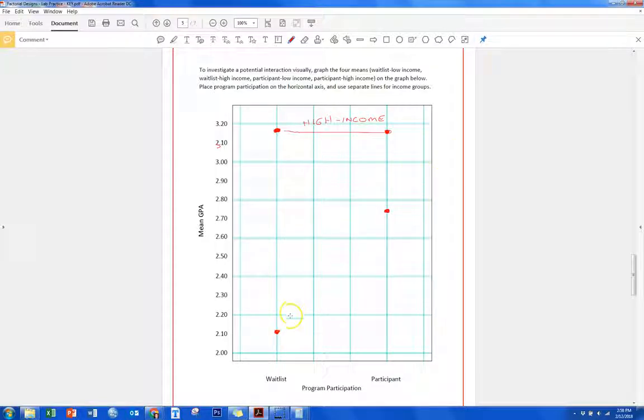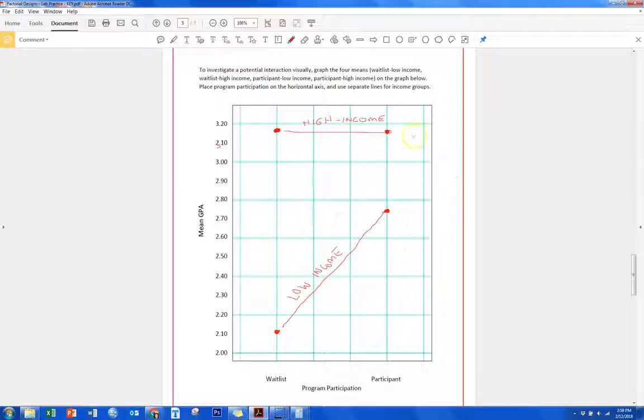So if we were to draw a line between these two, if it'll let me do that, it's going to look like this. Now let me label it. So this is low income. So when we have an interaction, it's going to be apparent visually because these two lines are not going to be parallel.